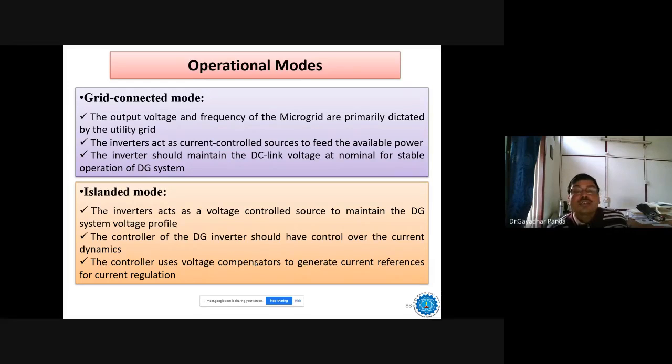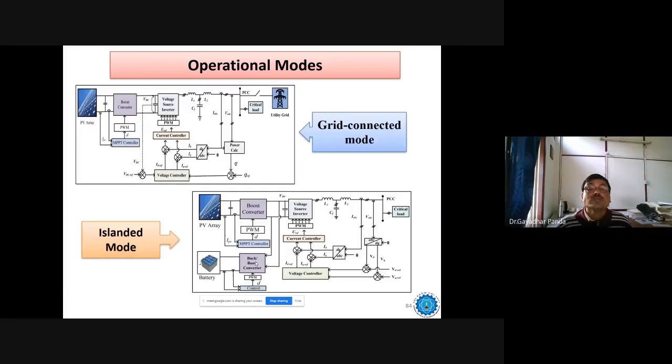The inverters act as current controlled sources to feed the available power. The inverter should maintain the DC link voltage at a nominal value for stable operation of the DG system. In islanded mode, the inverters act as voltage controlled sources to maintain the DG system voltage profile. The controller of the DG inverters would have control over the current dynamics. The controller uses voltage compensators to generate the current references for current regulation.